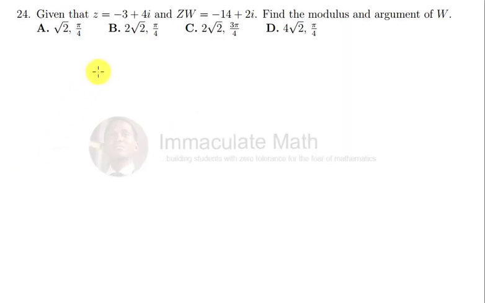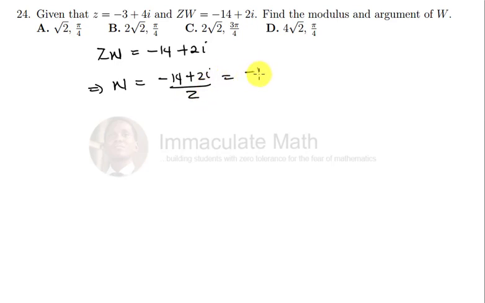In this question, they said that given that z is equal to minus 3 plus 4i and zw is equal to minus 14 plus 2i, find the modulus and argument of w. So we are given that zw, z multiplied by w, is minus 14 plus 2i. And that means that our w itself can be written as minus 14 plus 2i all divided by z.